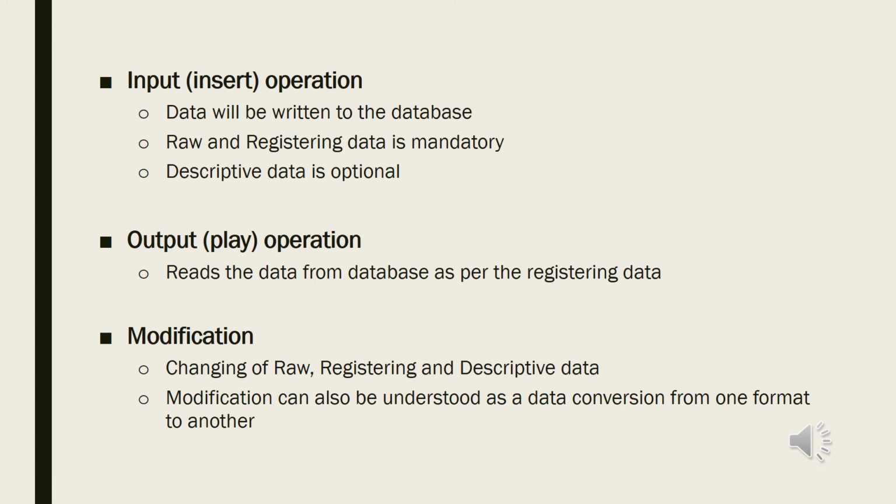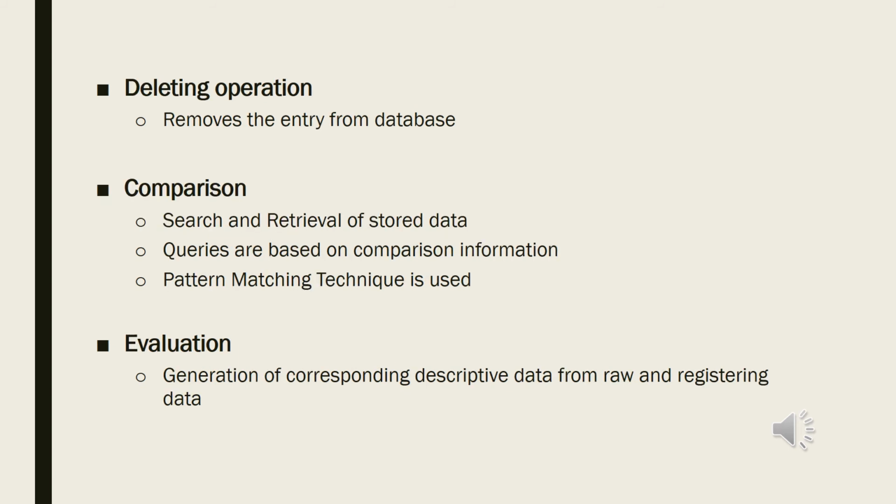Whereas in output operation, which is also known as play, the data is read from the database as per the registering data. Modification. In modification, changing of raw, registering and descriptive data is done, and modification can also be understood as data conversion from one format to another. Deletion operation involves removing an entry from the database. In this, we need to make sure that consistency of data is preserved.